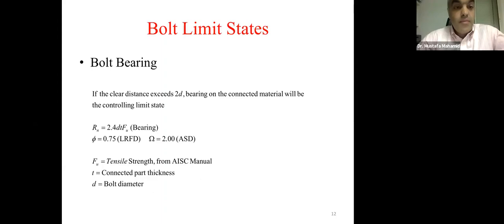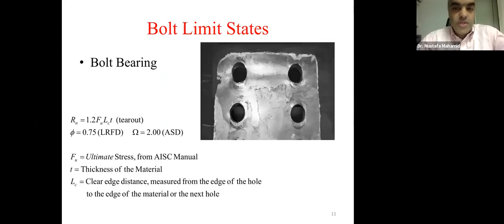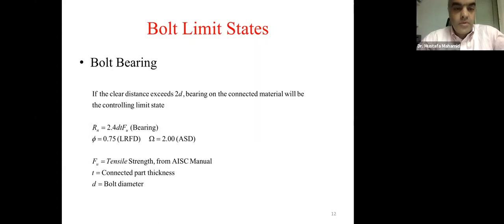And then we have bolt bearing. That is the other possibility. When we don't have a tear out, we just have bearing failure, similar to what's shown in the figure here, where we have plastic deformation developed around the bolt holes, and that's calculated using the equation shown. We call this bearing failure. That's 2.4 times the diameter of the bolt times the thickness of the material times the ultimate strength of the material, F sub U. And again, whether it's LRFD or ASD, we use the appropriate factor.